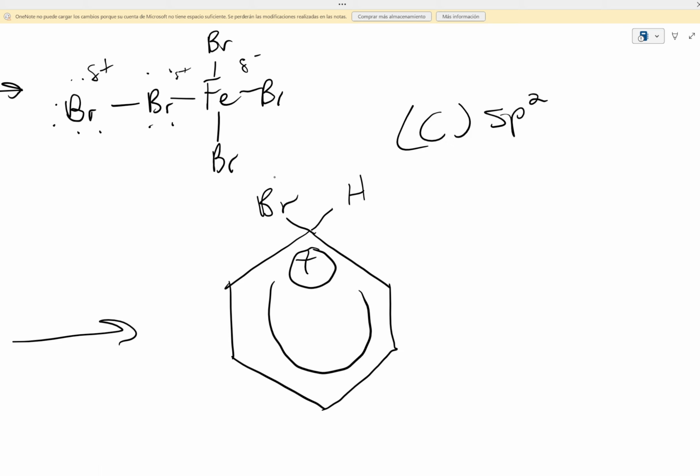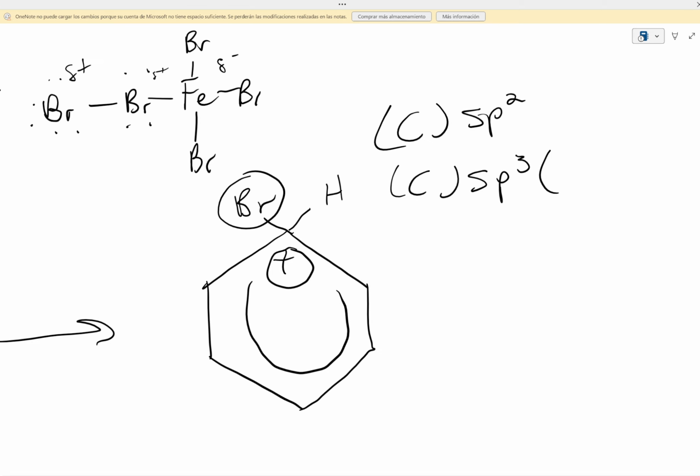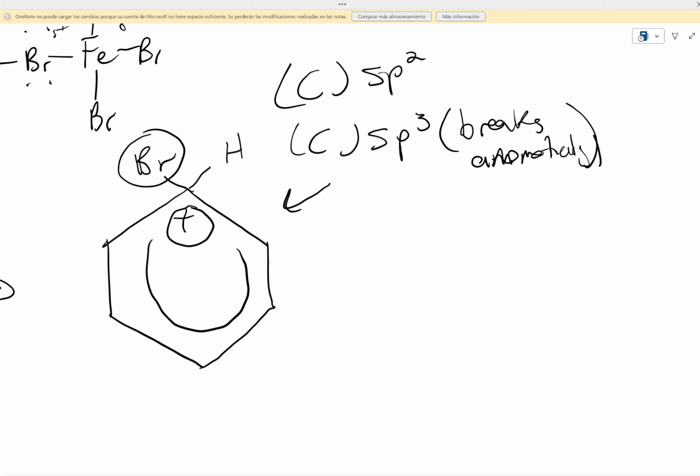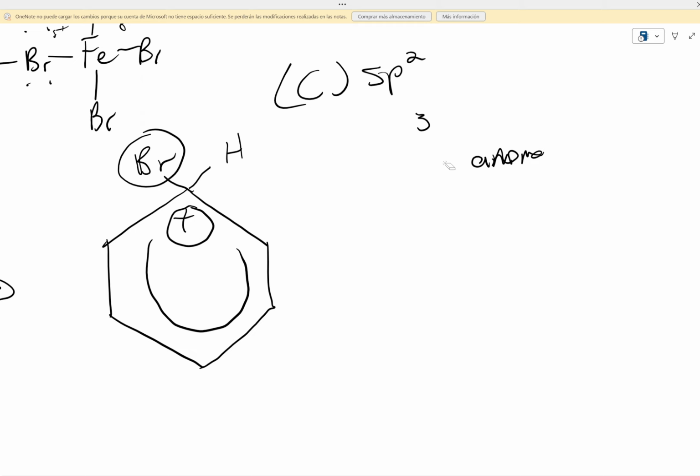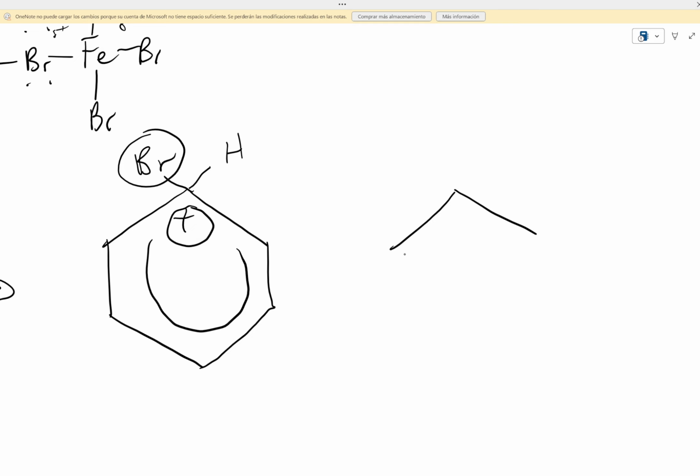When the electrophile adds onto the ring, the carbon now becomes sp3 hybridized, breaking aromaticity, right? So it breaks aromaticity, creating an unstable intermediate. Now, what is gonna happen here, right? In this case, now we're gonna have multiple variants of the same structure.